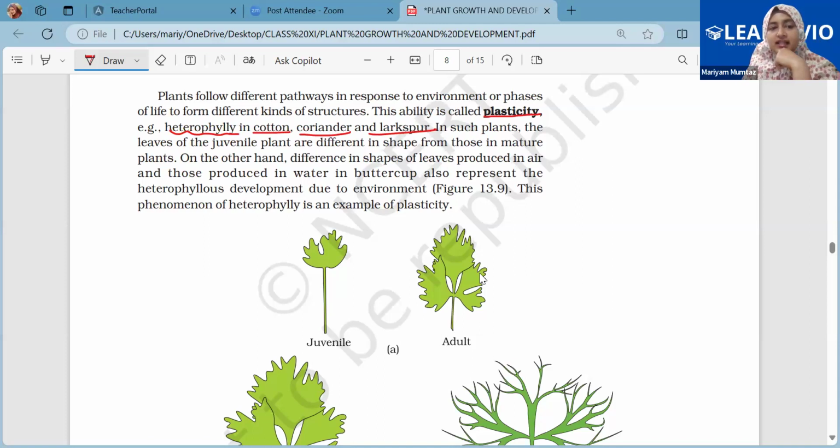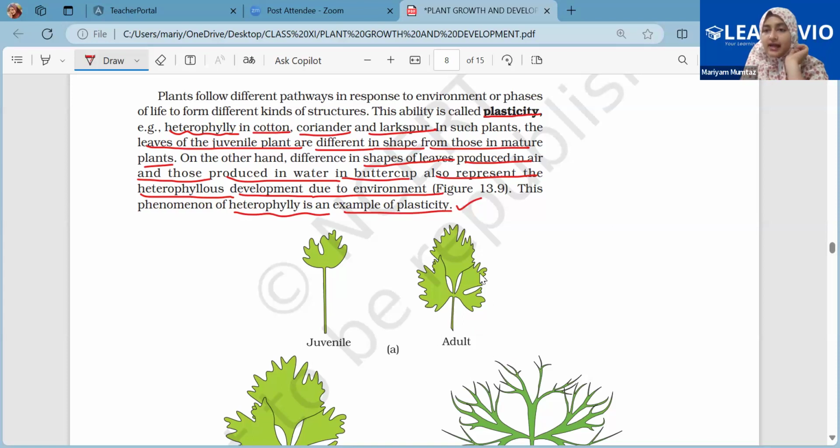So in such plants, the leaves of the juvenile plants are different in shape from those in mature plants. The same plant will have a different kind of leaf when younger, and when it becomes an adult, it would become different. On the other hand, the difference in shapes of leaves produced in air and those produced in water in buttercup also represents heterophyllous development due to environment. This phenomenon of heterophylly is an example of plasticity. So always remember that the example of plasticity, meaning the way the plant responds, is heterophylly.